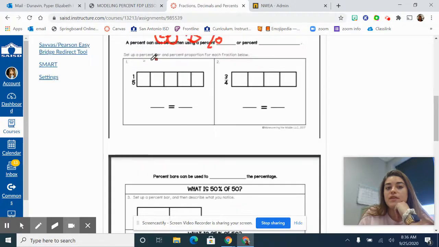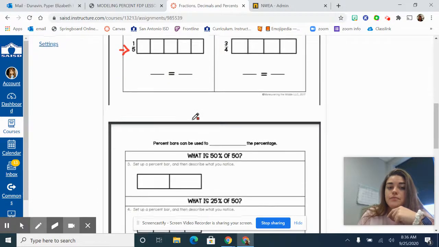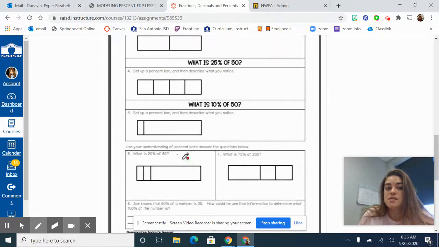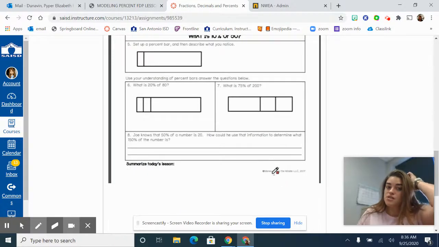Make sure you read these carefully. They have the instructions for you. It says set up a percent bar and percent portion for each fraction below. If you need help, remember a couple of days ago and yesterday, I gave you that picture that was all the different colors of the rainbow with the different bars on it that represented the different fractions and percentages. You can use that to help you because this fraction is 1/5. So you're going to need to be able to put in the percentages of 1/5 right here and set up your fractions. And continue through this problem. Just read and model as best as you can, okay?